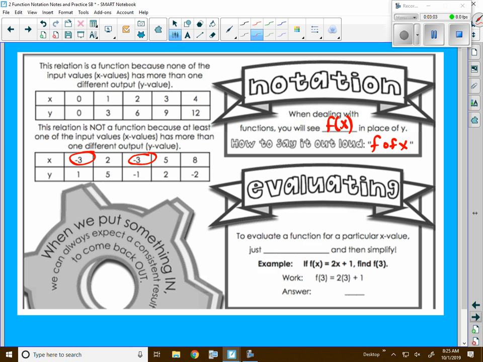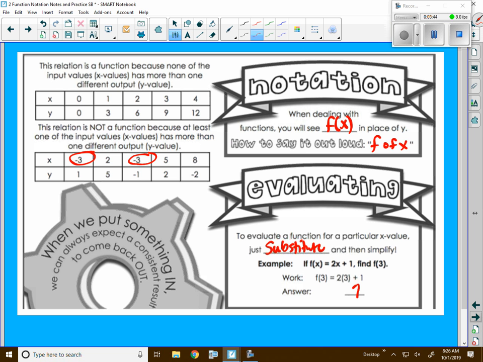Okay, so evaluating. It's kind of what we did in that first question. To evaluate a function for a particular x value, we'll say substitute. Just substitute and then simplify. Here, in the example, it says f of x equals 2x plus 1, find f of 3. What x value am I plugging in? 3, right? So 3 is literally replacing x. If I plug in 3 here, 2 times 3 is 6. Add 1, y would be 7 in this case.